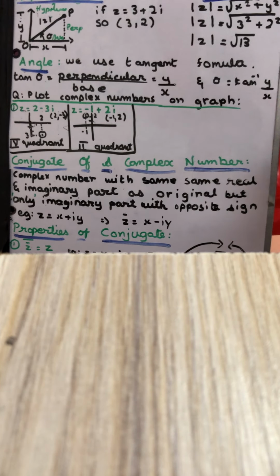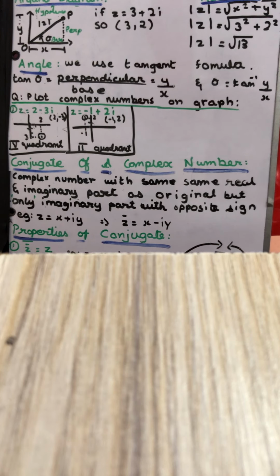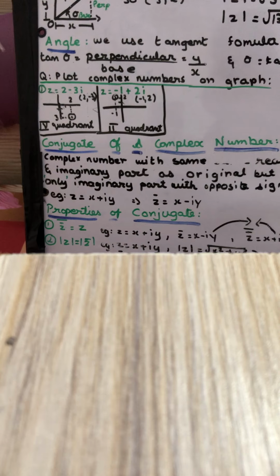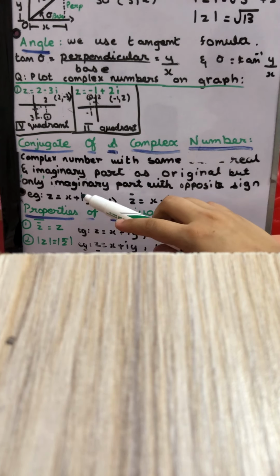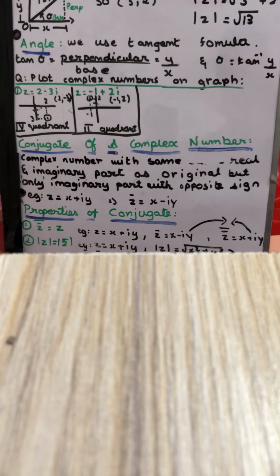Okay, let's move further on to the conjugate of a complex number. So what exactly does the conjugate of a complex number mean? It's very easy as pie. You will understand why I'm saying so, because it is a complex number with the same real and imaginary parts as the original, but only the sign of the imaginary part becomes the opposite. See, I told you it's very easy. For example, just suppose that the complex number z is equal to x plus iota y. It's a complex number, and you have to find the conjugate of this number.